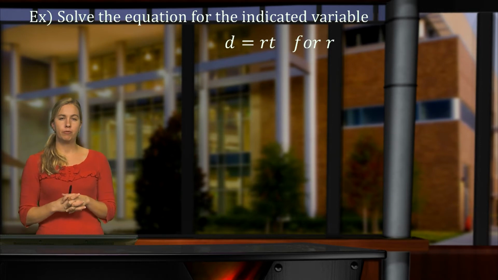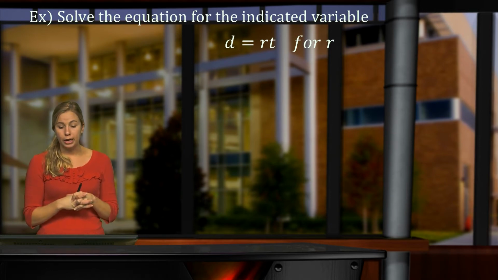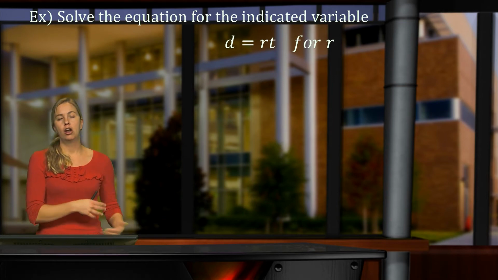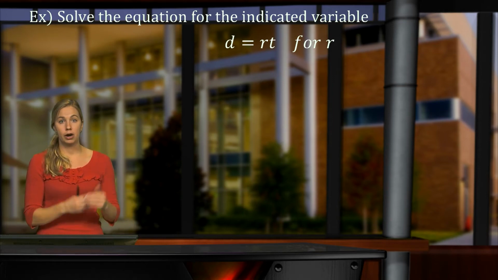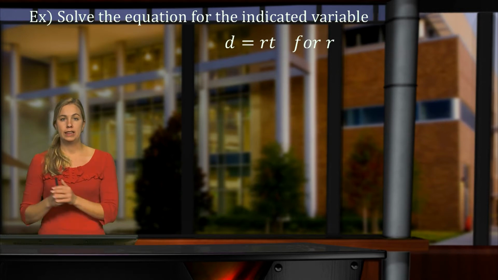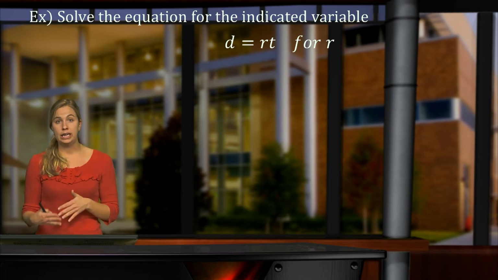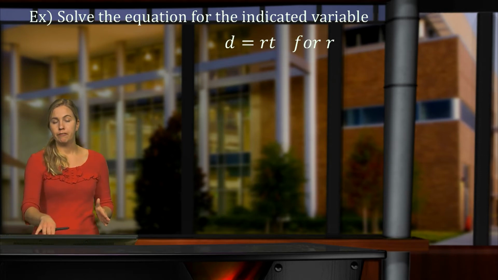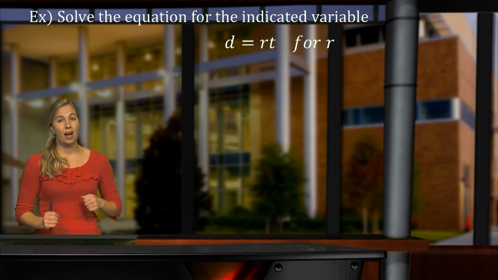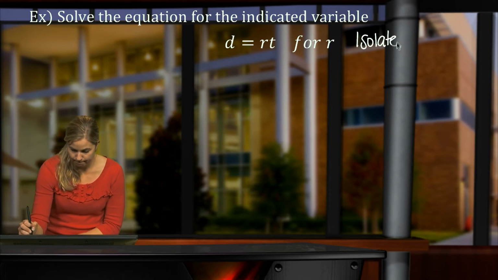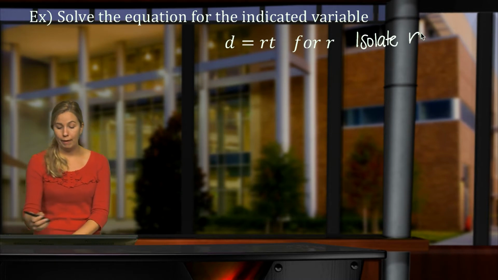Now we're going to look at some formulas. We're solving equations for an indicated variable, which is exactly what we were doing before. In all of the previous examples, we were solving for x, but that happened to be the only variable in the equation. When we look at this next example, d equals rt, now we have three variables, but our goal is still the same. If I'm solving for r, that means I want to isolate r, in other words, get r all by itself.